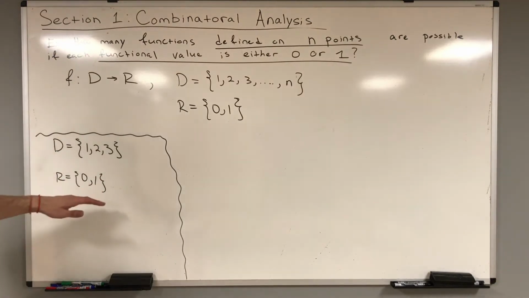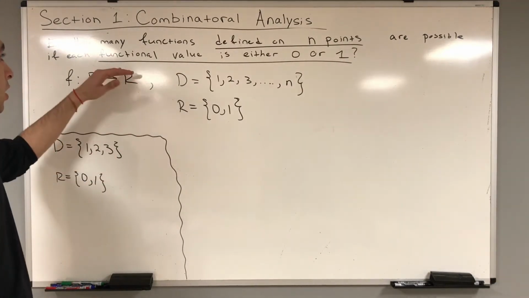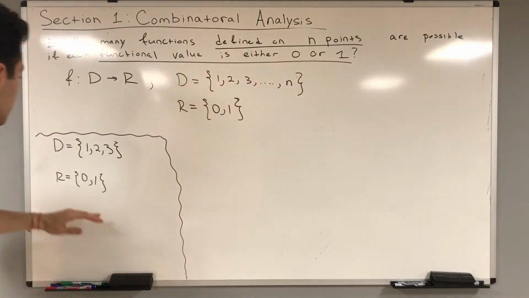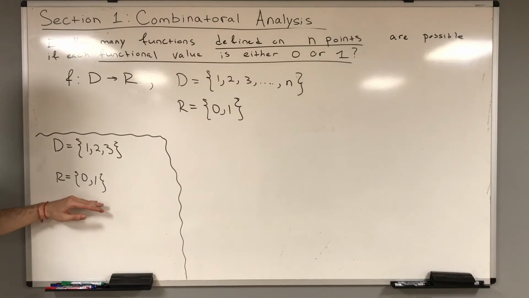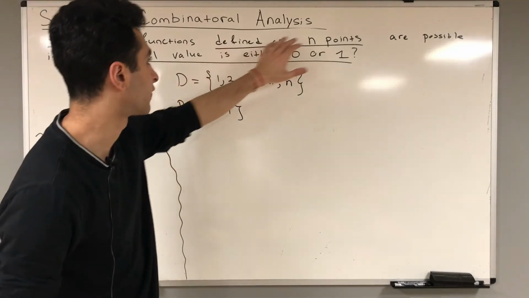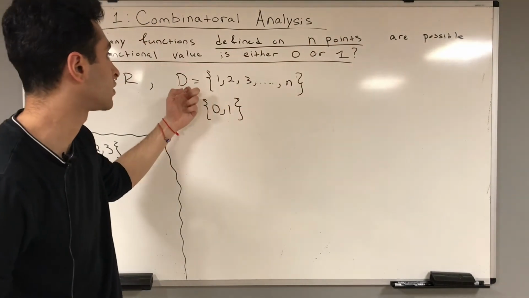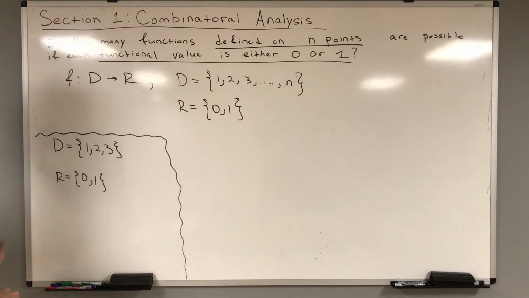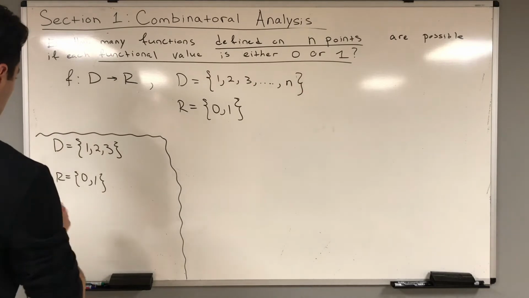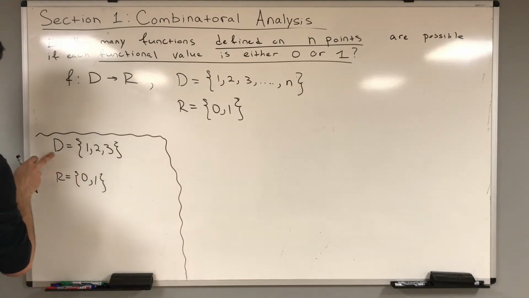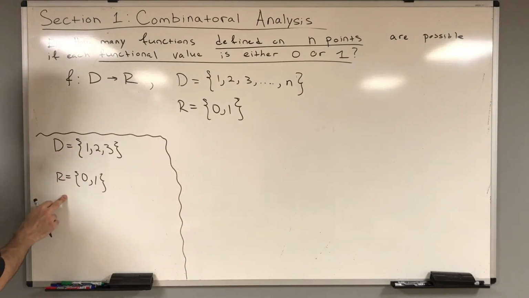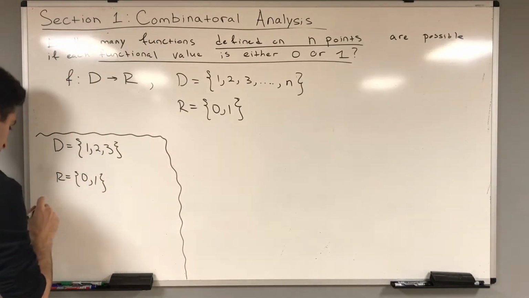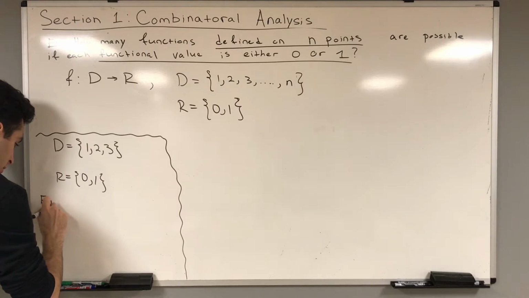So, just to backtrack a little, again, a functional value of 0 or 1 just means that your range is 0 and 1. And a function defined on n points is defined on a domain with n points. Okay, so a function is mapped from its domain to its range, right? So let's work on our first experiment. So experiment 1.